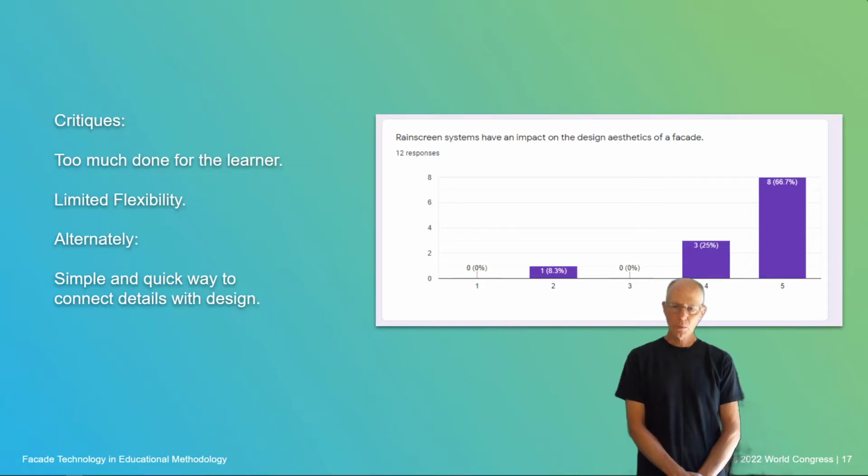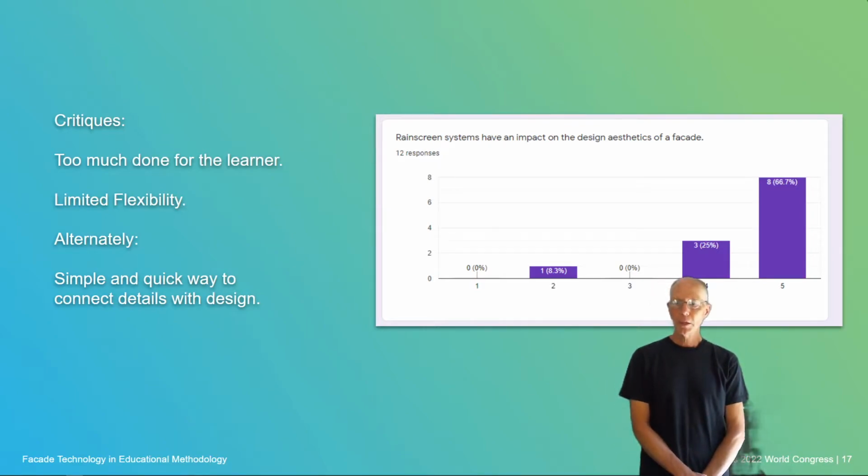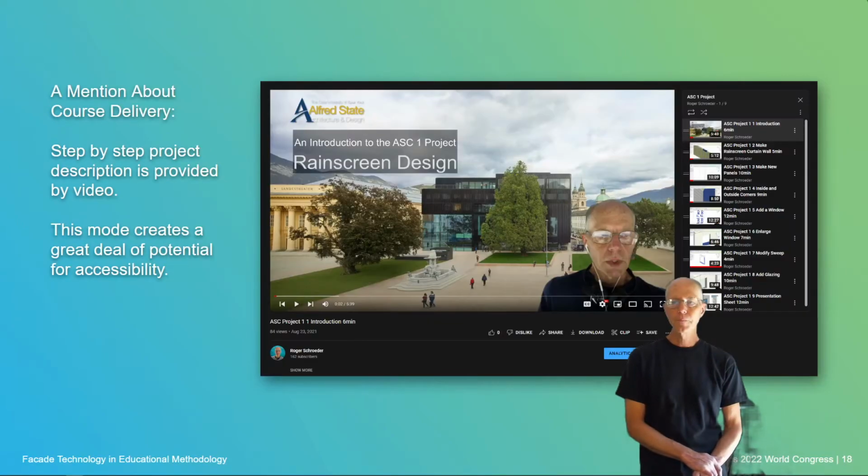The idea that placement of the window, the thickness, the way it looks, all the aspects of the tile and modularity of it. Some of the critiques coming back on us could be too much done for the learner on the first project, limited flexibility in the design, and alternately, obviously, the argument we're making is a simple and quick way to connect details with design to start off with.